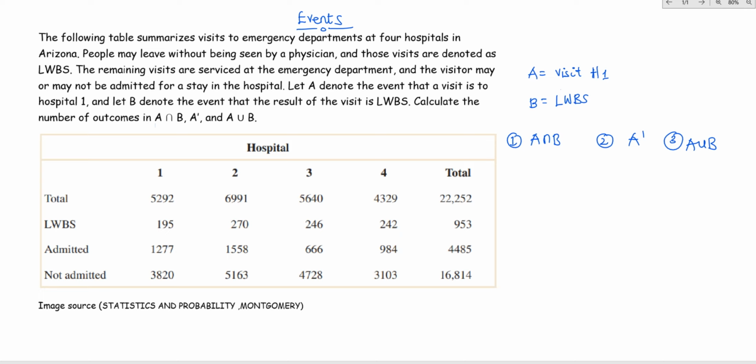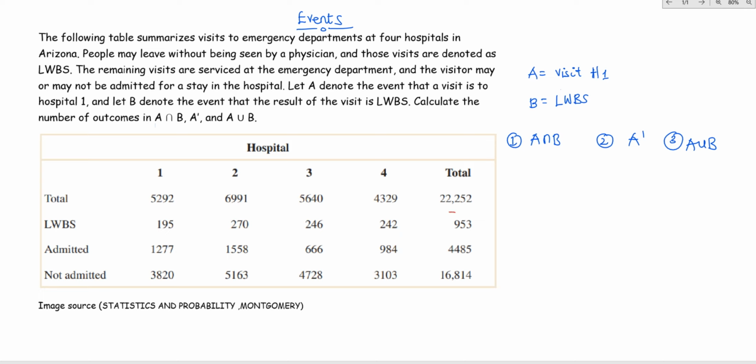From the table, let me explain the table to you first. We have hospitals 1, 2, 3, and 4. This total value represents the total number of people in the hospitals, which is 22,255. Out of that total number, 5,292 went to hospital 1, 6,991 went to hospital 2, 5,640 went to hospital 3, and 4,329 went to hospital 4. So that's what it means.